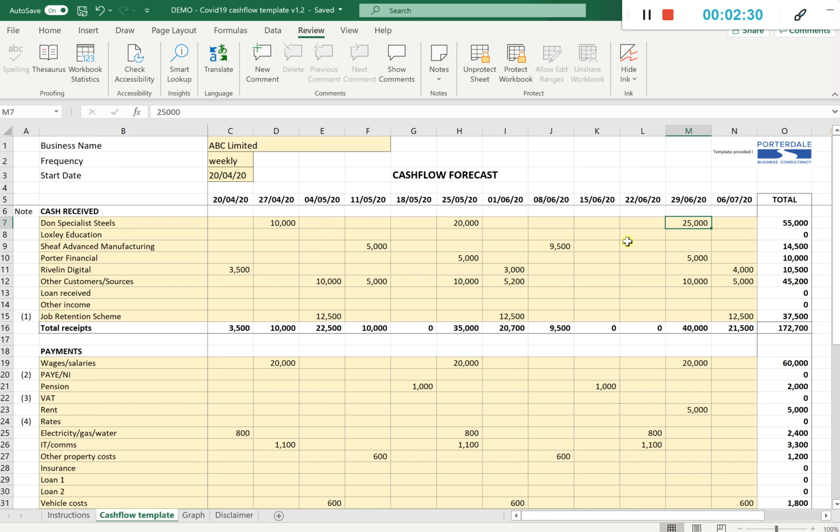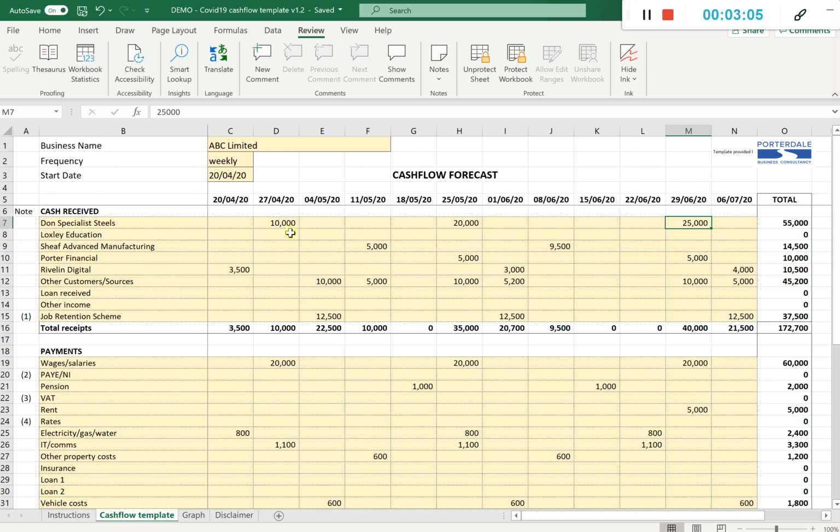A key thing to remember in these forecasts is it's cash. It's not profit, it's cash. So all these will include VAT if that applies. That's both on the receipts and the payments. So any payments going out, it's the amount of cash that's going out. So if you're paying these bills with VAT on, include that in the payment total. Similarly, if you're invoicing people with VAT on, include that on the cash that's expected to come back in again.